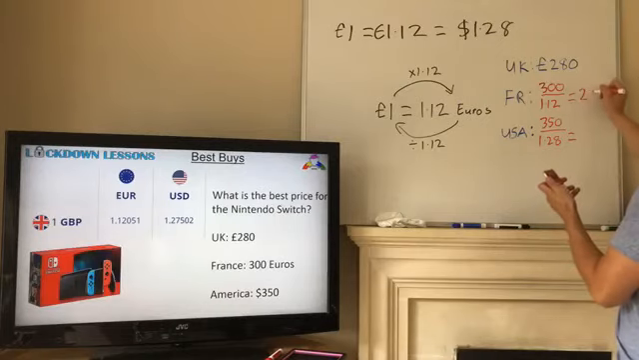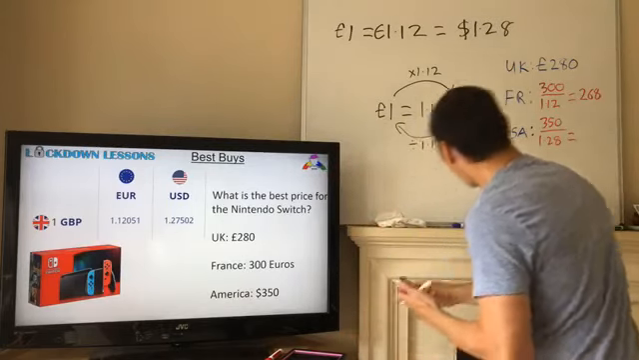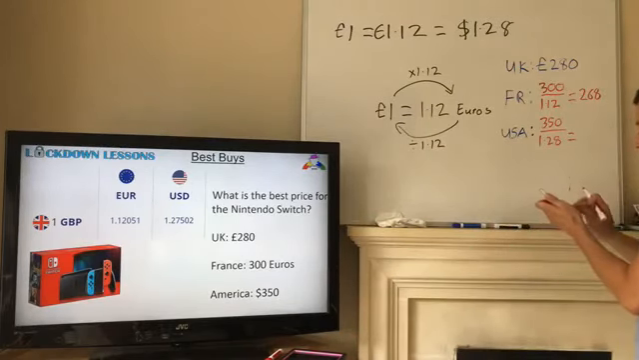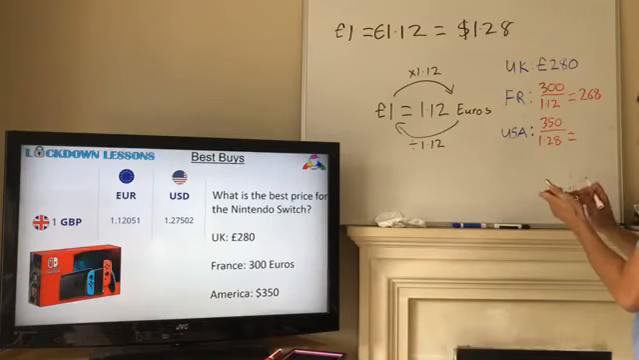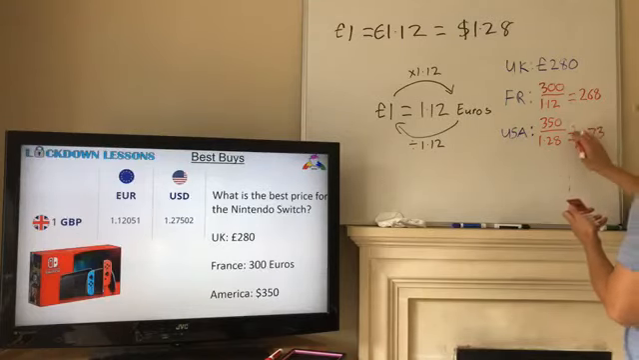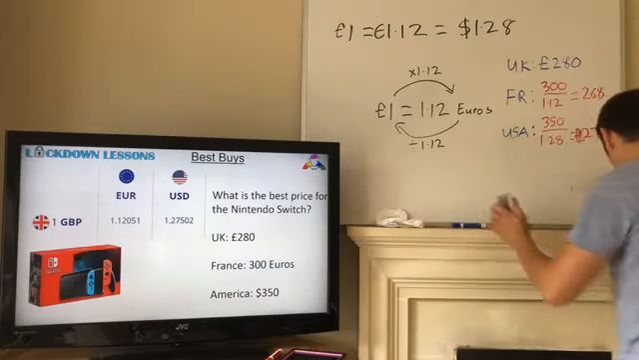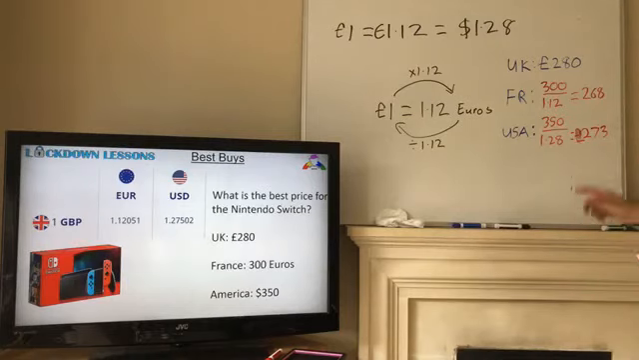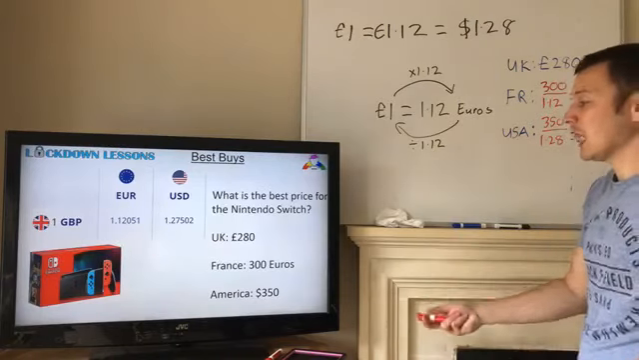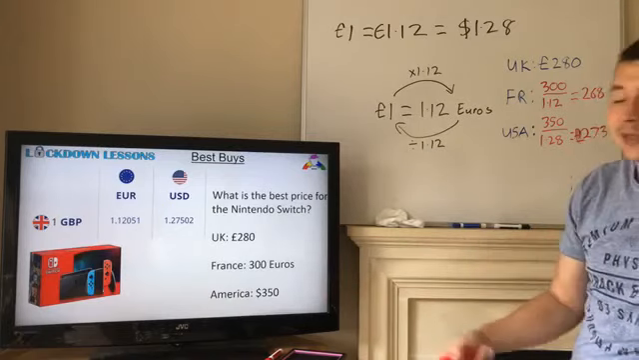So we've got £268 there approximately, and then America, we've got $273 there, pounds there. So it is in fact most expensive in the UK, then cheapest in France, and then in America. And you couldn't tell that just by looking at them without being able to do these conversions. So it's a really important skill to be able to do.